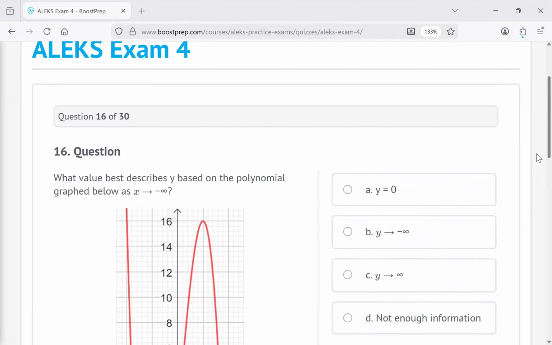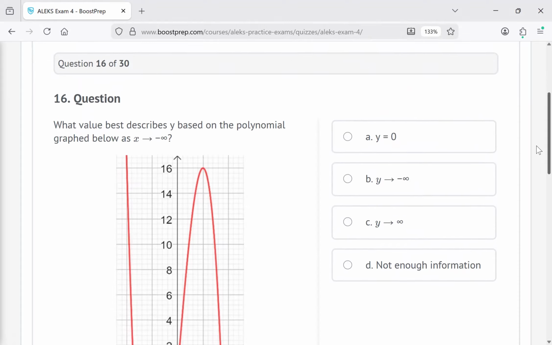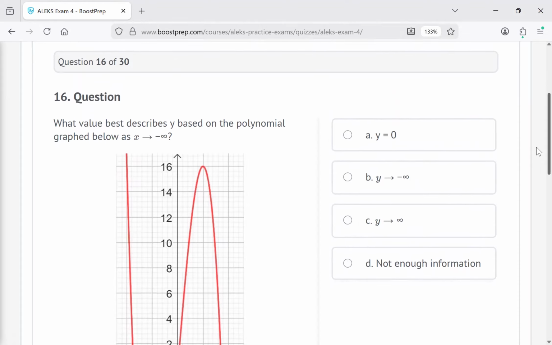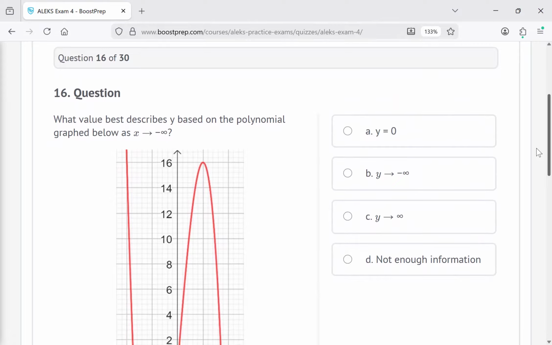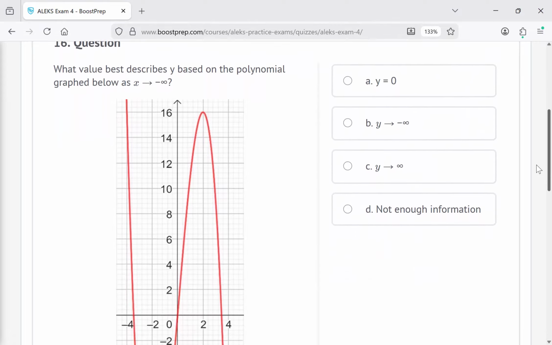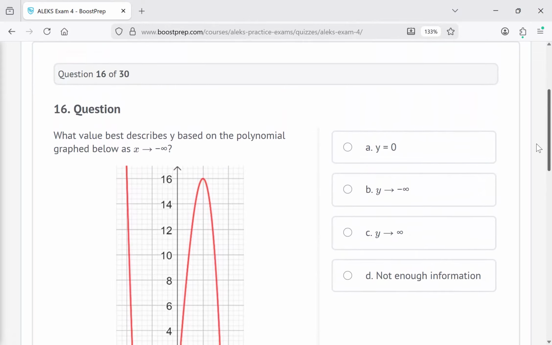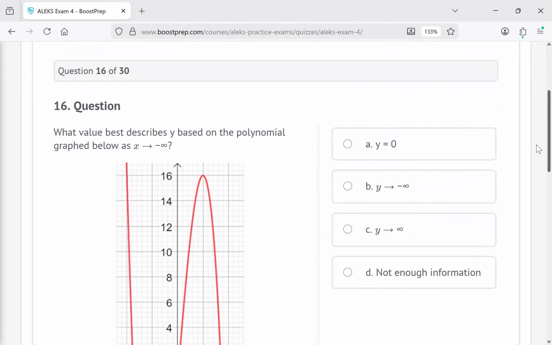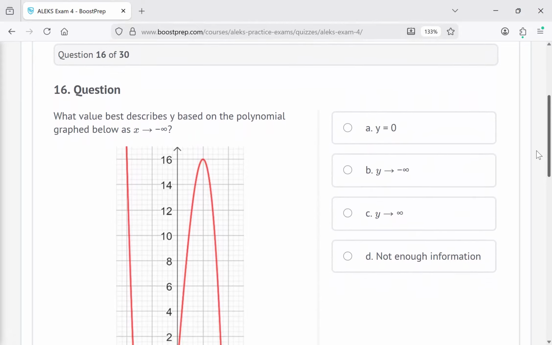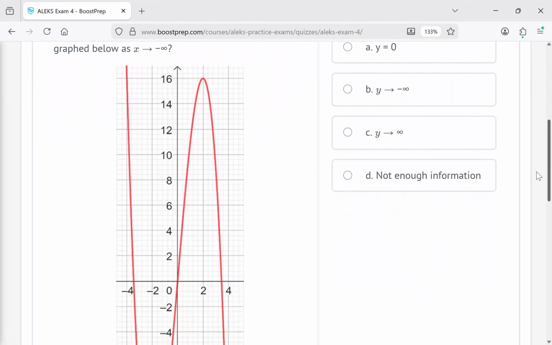Okay, 16. What value describes the end behavior in the polynomial graph as x goes to -infinity? Okay, so this is like a limit problem. So they want to know what is the y value as x goes to -infinity. So you kind of need to know that behavior.